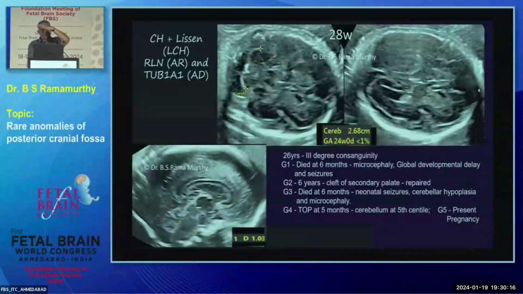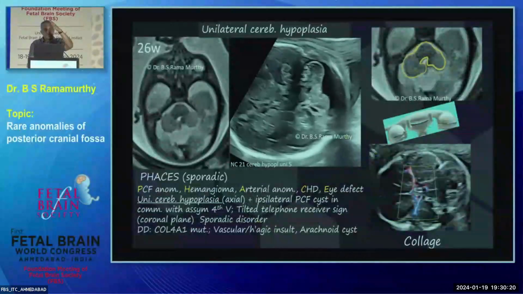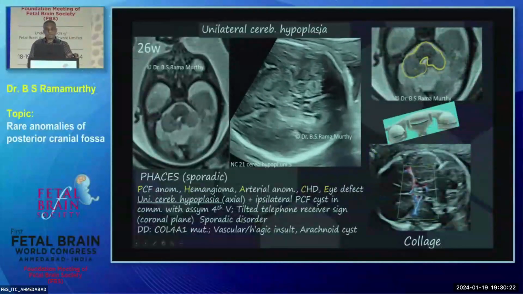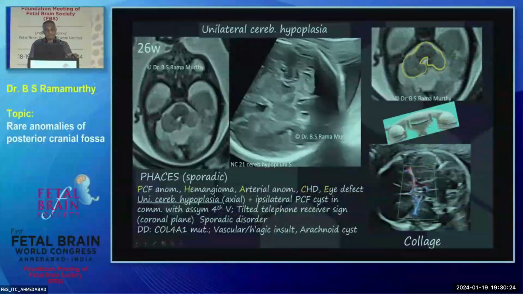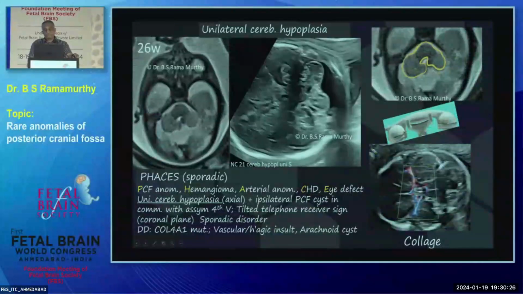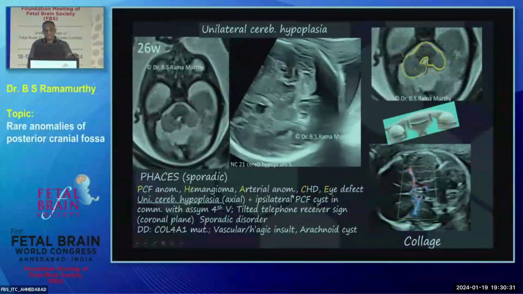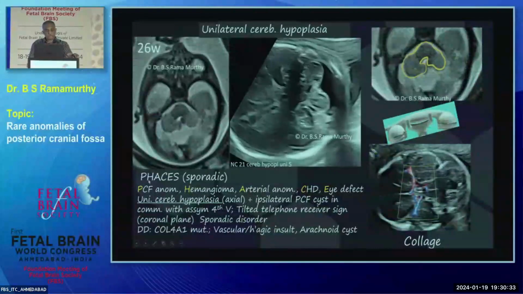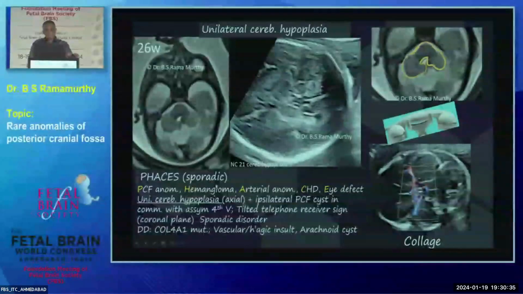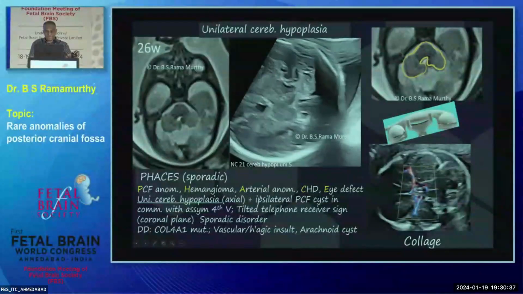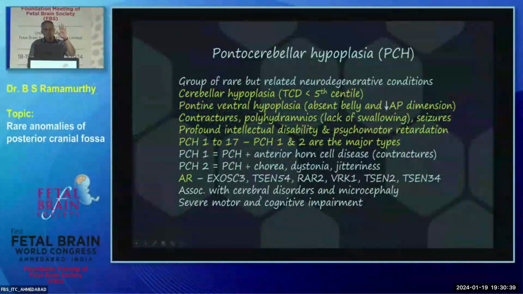You go on to the molecular diagnosis. We will take that off. Unilateral cerebellar hypoplasia is important. That's the tilted telephone receiver sign. Look for the circle of Willis, and if you find anomalies there, you're on to the diagnosis of PHACE syndrome, which is a sporadic syndrome. We don't have time to discuss.